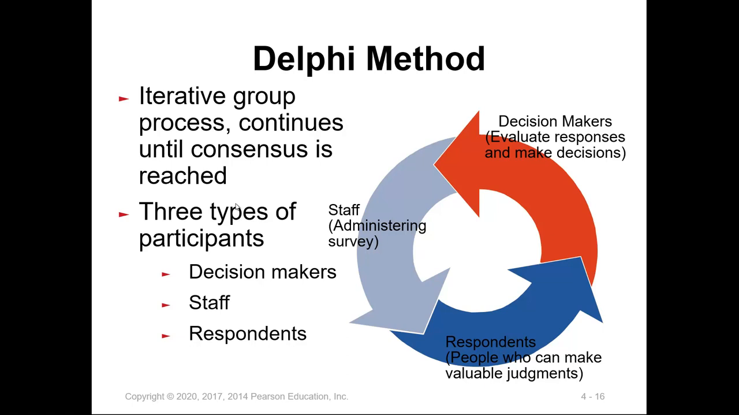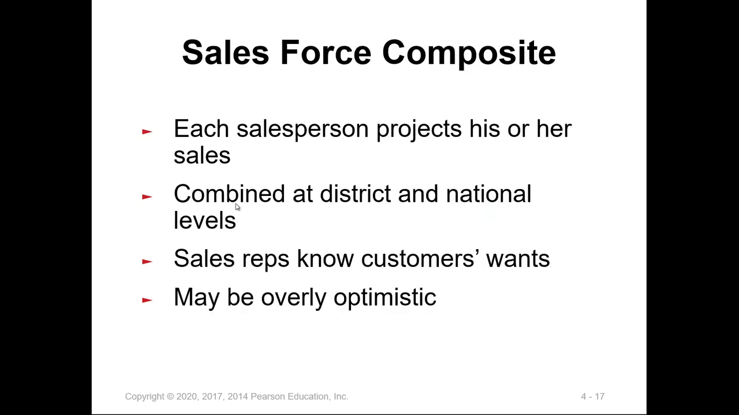The Delphi method follows an iterative group process that continues until consensus is reached. In the group, we have three types of participants: the decision makers, the staff, and the respondents. The decision makers evaluate responses and make decisions, while staff usually administrates the surveys. And of course, respondents are the people that can make valuable judgment, which can be forwarded to the decision makers.